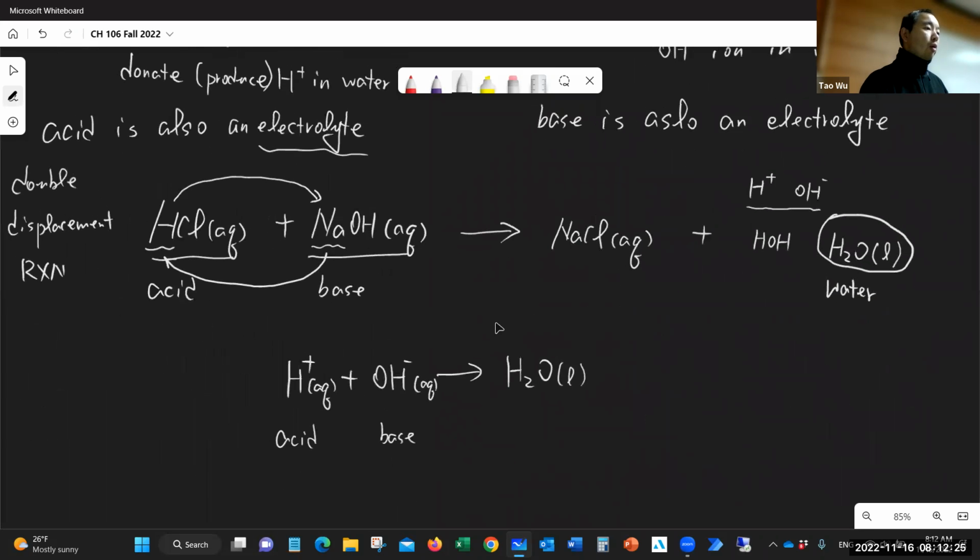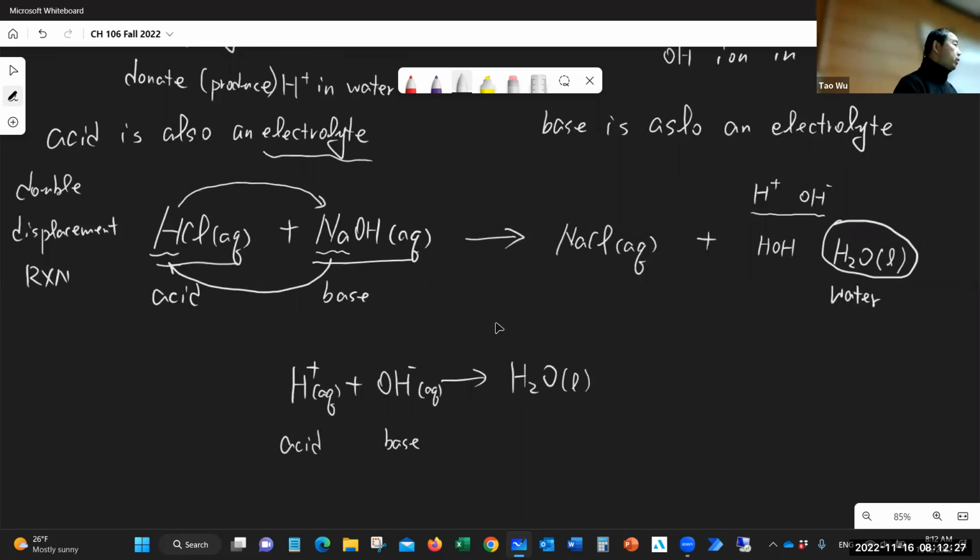And then, what is the acid-base reaction? It's just an acid like HCl with a base like sodium hydroxide. The acid-base reaction is actually also a double displacement reaction. The hydrogen ion is going to replace the cation over here. So the hydrogen ion and hydroxide ion are going to combine together to make HOH.